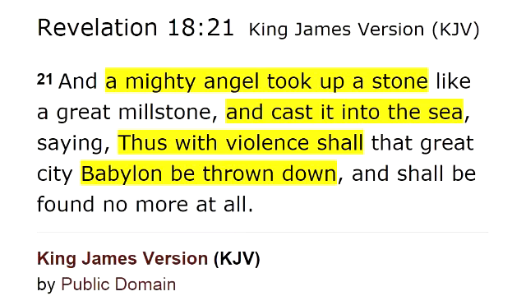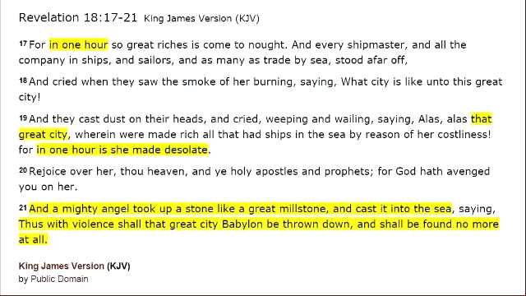Revelation 18 verse 21 says, a mighty angel took up a stone like a great millstone and cast it into the sea, saying, thus, with violence, shall that great city Babylon be thrown down. In other words, Babylon will be destroyed by a stone that will be cast into the sea by an angel. And notice it says that desolation will occur in 1 hour. So Babylon, who sits on the beast, will be destroyed in 1 hour by a giant burning stone from heaven.